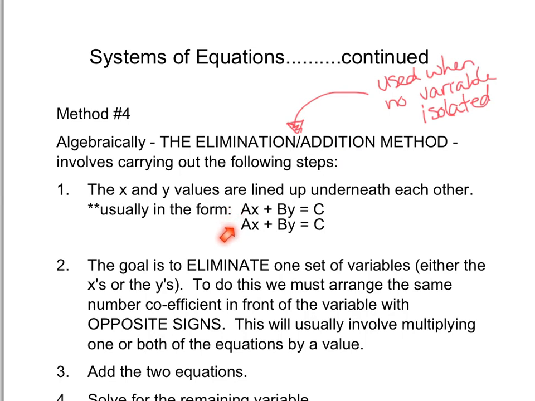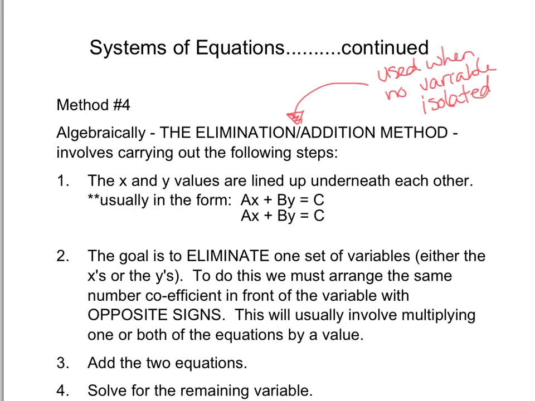We have two equations. The x is not isolated in either one, and the y is not isolated in either one. So we don't have a y equals or an x equals equation. So when that happens, the best method to use is the elimination method. When we're using the elimination method, our goal is to eliminate one set of variables. So we're going to manipulate our equation so that either the x's are going to be eliminated or cancel each other out, or the y's are going to cancel each other out.